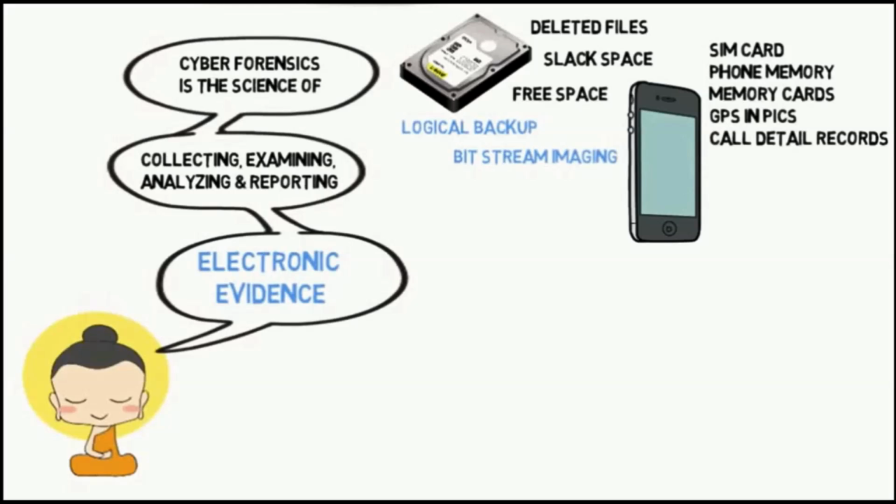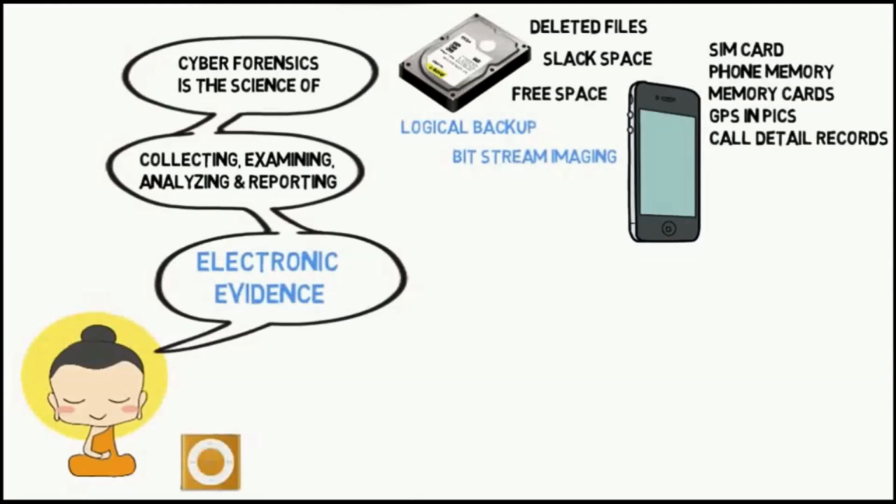Call detail records are used in a lot of cases nowadays, usually for conventional crimes such as chain snatching, sometimes even murder related cases, housebreaking, and robberies. In cell phone forensics, we usually deal with iOS, BlackBerry, Android, and Windows Mobile.